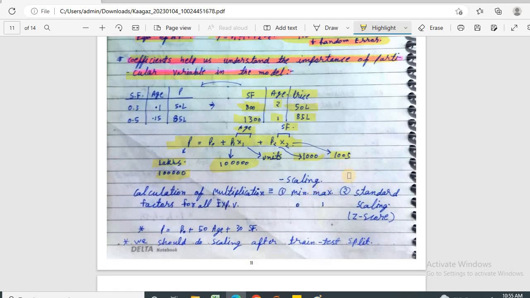Different explanatory variables can be in different scales, so we need to bring them to a single scale. This is called scaling. We should do scaling after the train test split. For this, we have different types of scaling, and we will discuss them in detail. We have min max scaling, and then we have standard scaling, also known as Z score. So these are the things.